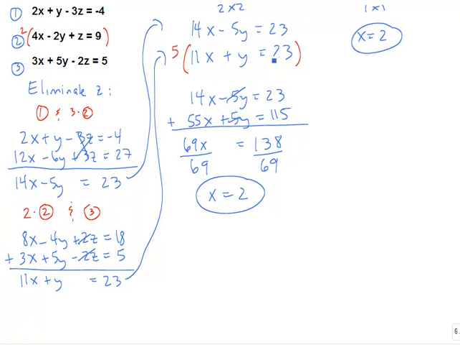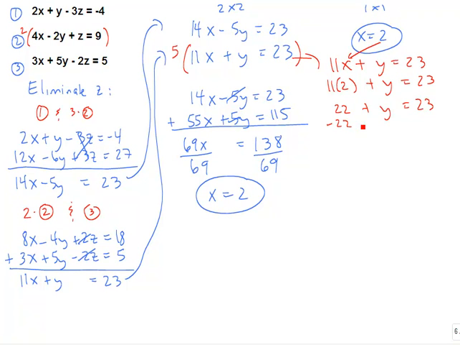And again, this second equation here looks the simplest because the coefficient of that y is 1. So let's use the second equation. Substitute in 2 for x. 11 times 2 is 22. And if I subtract 22, that tells me that y must be 1. So I know x, I know y. Now I have to find z.